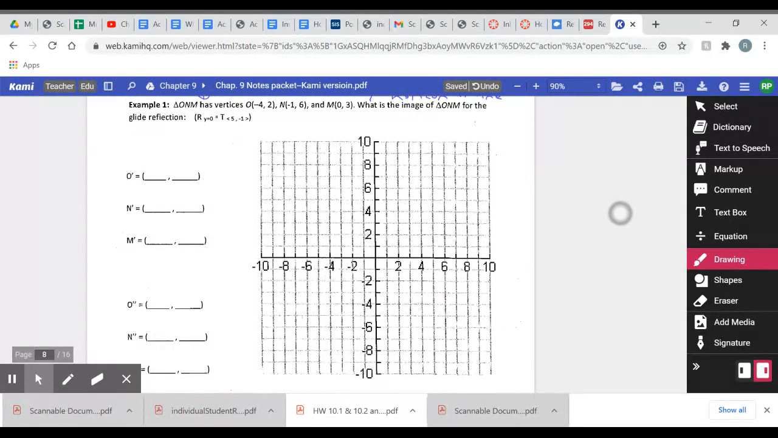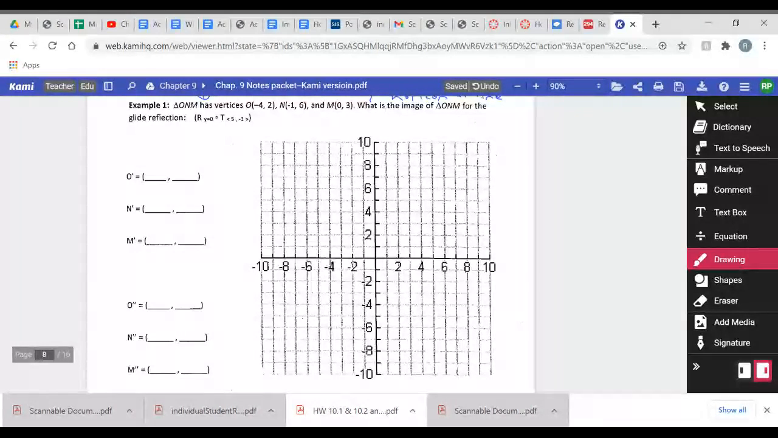So now if we move down to example 1, this is actually the only example we're going to do of this, but like I said, there's not much new to it. It's kind of a longer problem, but there's not much different than what we have already done. So if we read the problem, it says triangle ONM has vertices, and they tell us where O, N, and M are. We'll plot those in a moment. What is the image of triangle ONM for the glide reflection?